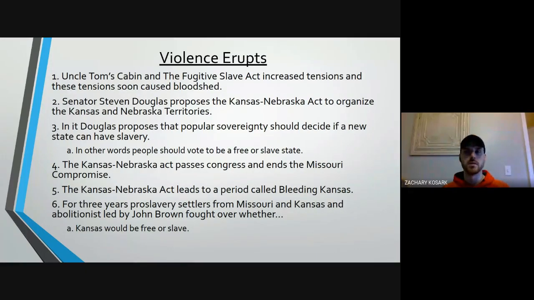Eventually, there's going to be a vote on whether or not Kansas should be free or slave. So each side wants to get the other side kicked out of Kansas, or they want to scare them enough to where they leave. And that's where the fighting comes in.